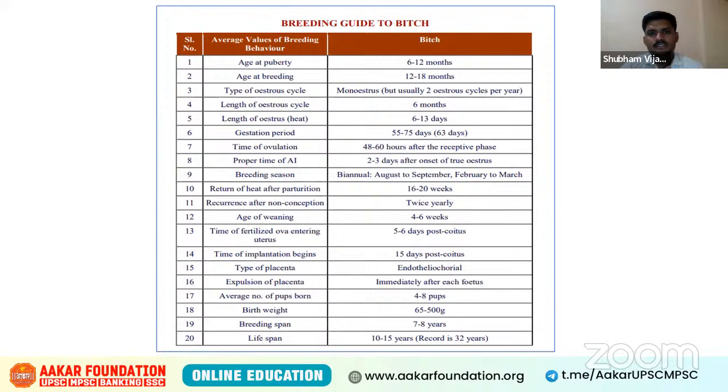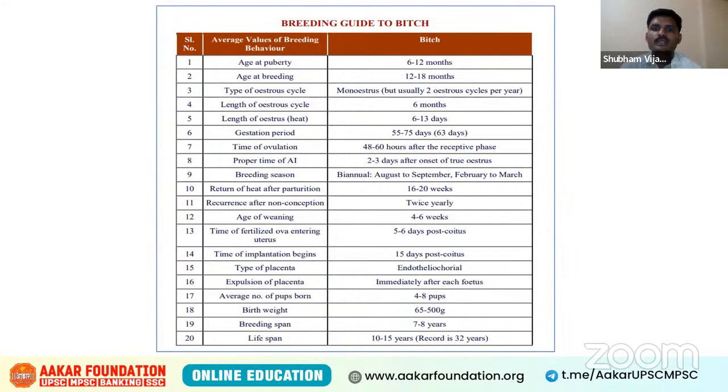So the breeding season is biennial, meaning either in August or September, or in February to March. Then return of heat after parturition: once parturition has happened, within the next 4 to 5 months, meaning 16 to 20 weeks, the bitch will come to heat again. The recurrence after non-conception is twice early. Age of weaning is 4 to 6 weeks, meaning separating the pups from the mother. Time of fertilized ova entering the uterus is 5 to 6 days post coitus.